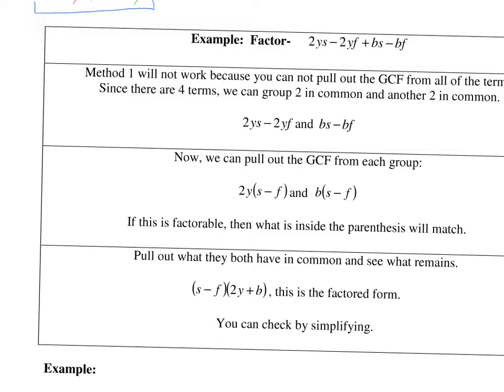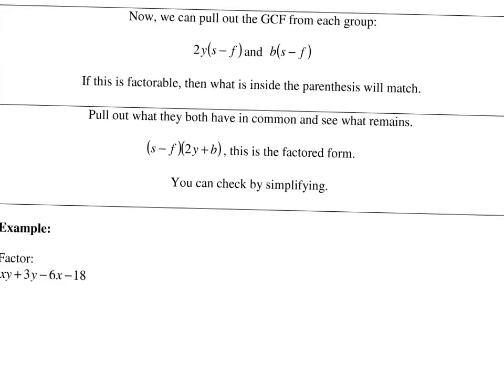In the front 2 terms, you can see there's a 2 and there's a y common, and when you factor out 2 and y, you're left with an s minus an f, and that turns into this. When you factor the back 2 terms, they have a b in common. When you undo the distributive property, you'll end up with s minus f. And now these 2, the front and the back, have s minus f in common, so you can bring that to the front, and you end up with 2y plus b. This looks confusing, so we're going to practice it down below here so that you can see what really happens when we do the whole thing.